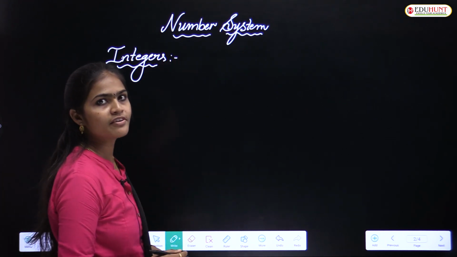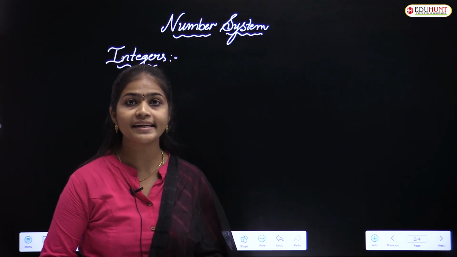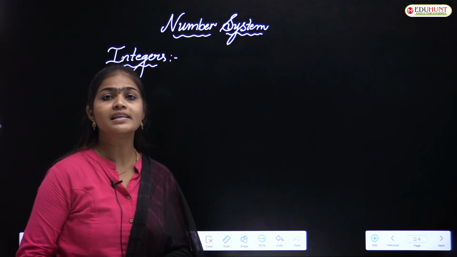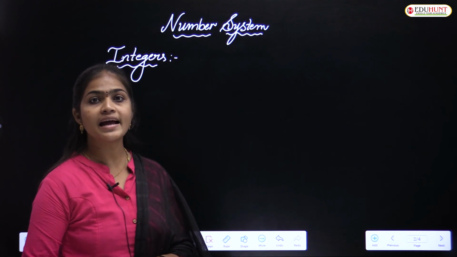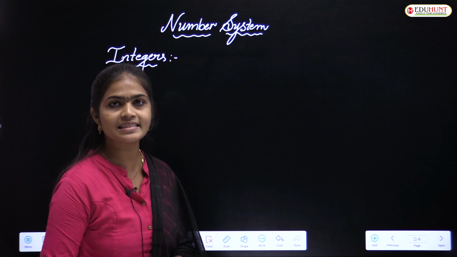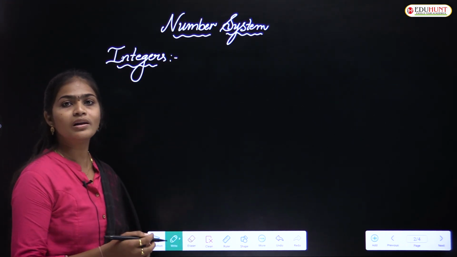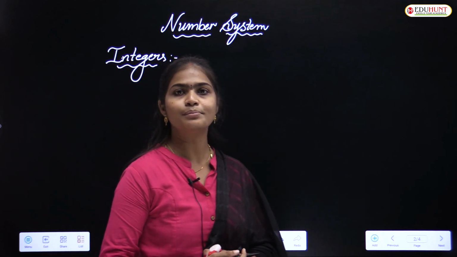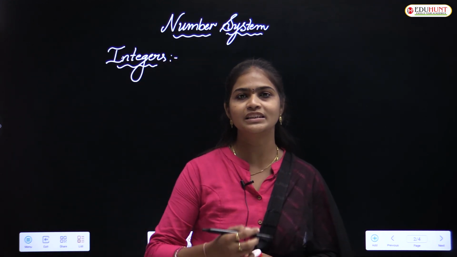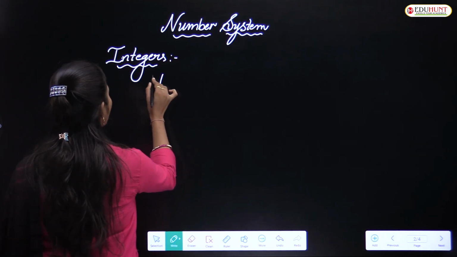What is the definition for integers? The set of whole numbers and negative natural numbers, that set is known as the integer set. Another definition is: the whole numbers and negative natural numbers, a combination, are called integers.